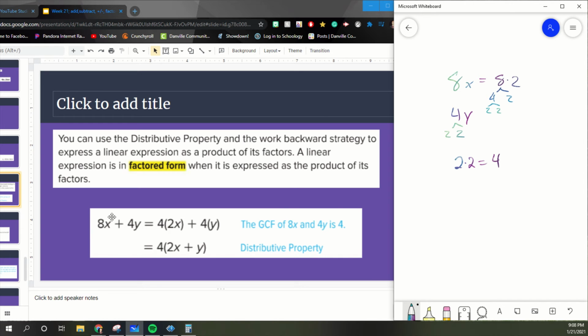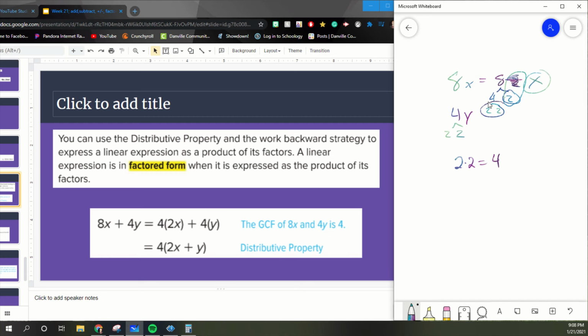But if I pull out a 4 of 8x, I still have a 2 and another x left over. Sorry, I don't know why I did 8 times 2. It's just 8. So I have this 2 and this x left over.